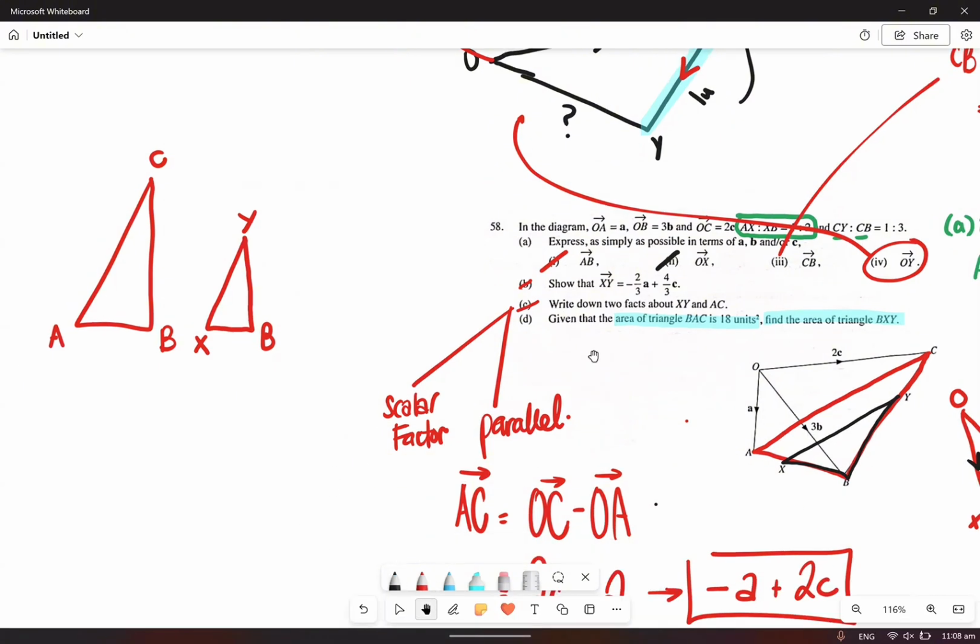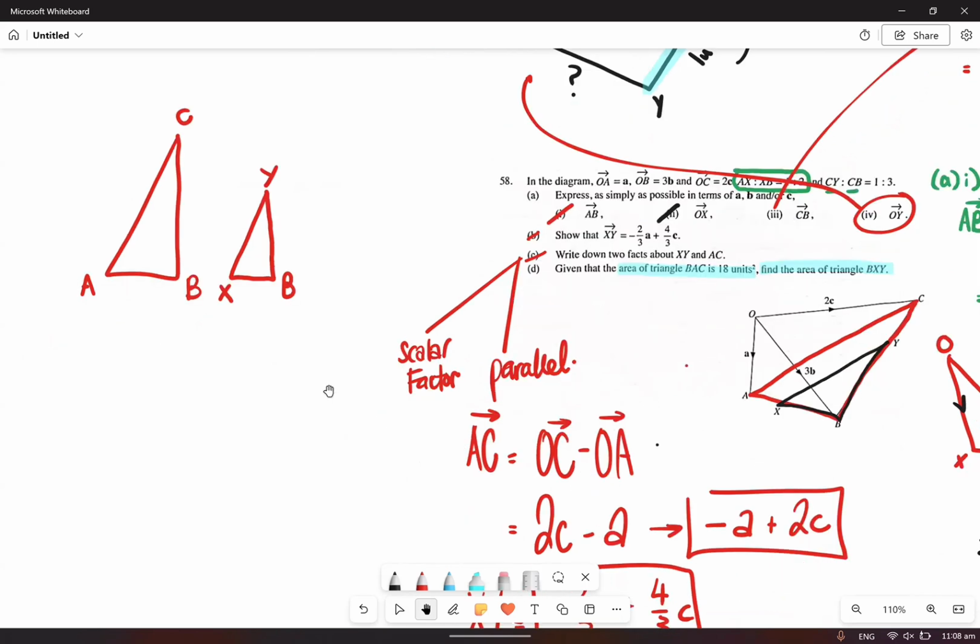Because the question is asking us to find the area of the triangle, we are going to use the similarity test. The question wants us to find triangle BXY, so I always start with area of triangle BXY over area of triangle BAC. Agree so far? Whatever I want to find, I start first.